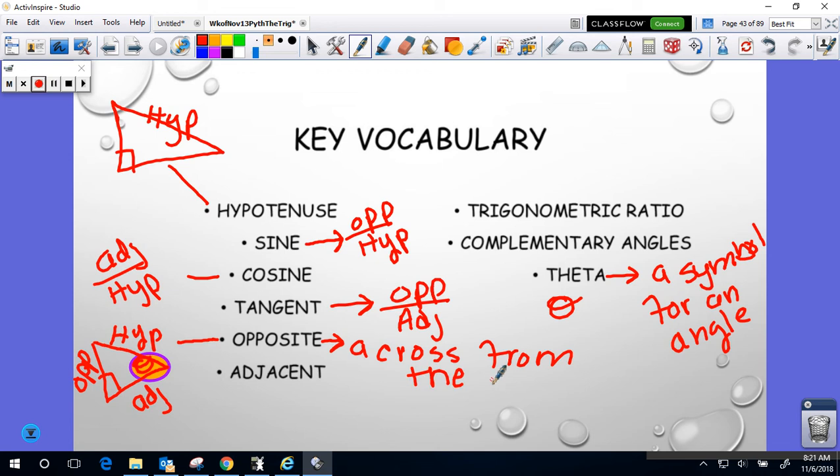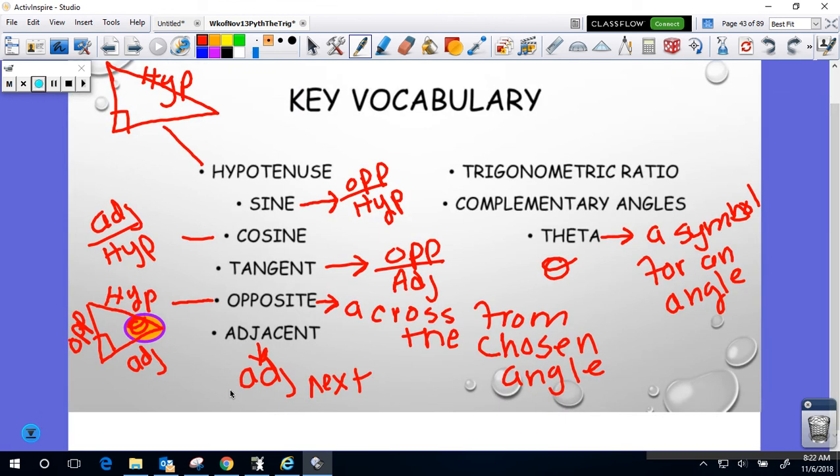the chosen angle, and never ever choose the right angle, okay? Never choose the right angle. Okay, next, the adjacent side is always the side next to the chosen angle. I normally abbreviate it as ADJ, and it is next to the chosen angle. We'll get more practice in this today, just giving you the definition.